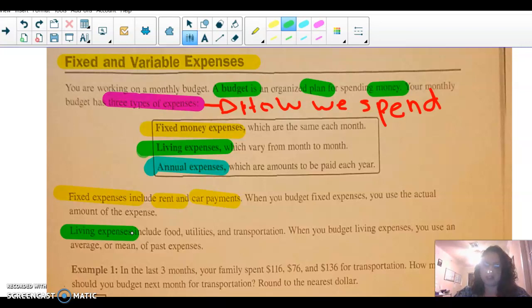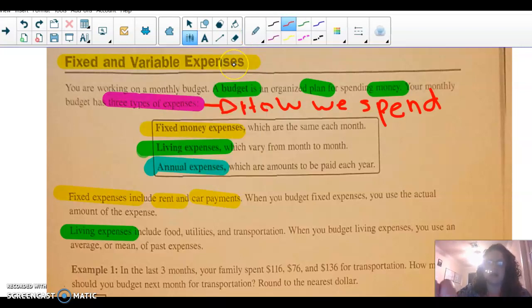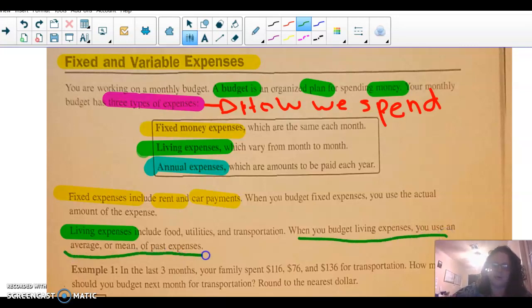So when you budget living expenses, you're going to use an average or a mean. I'm going to go ahead and underline that because that's going to be super important. That's actually what we're learning today. When you budget living expenses, you use an average or a mean of your past expenses. So you look at what you had to pay in the past over a certain number of months, and then you average those to see what you should pay this time.